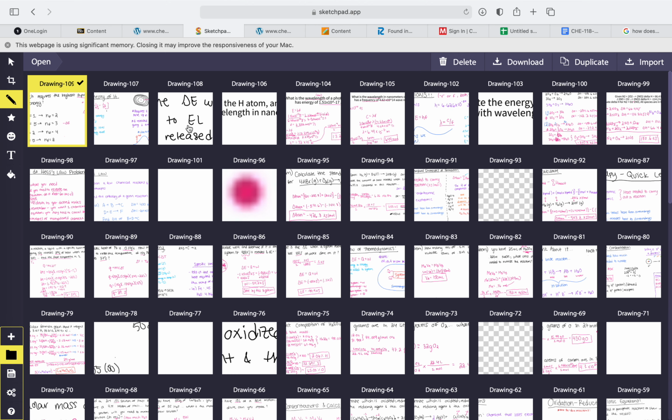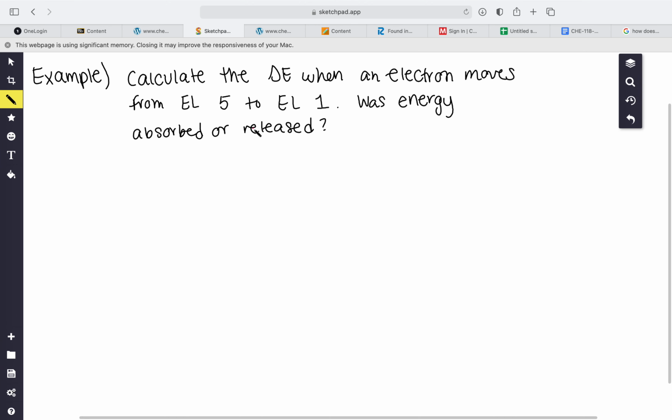All right, moving on to the next question. It says, calculate the change in energy when an electron moves from energy level 5 to energy level 1. Was the energy absorbed or released? All right, so same thing as I had on the first slide. We're going to be using this equation. Change in energy is equal to negative RH.